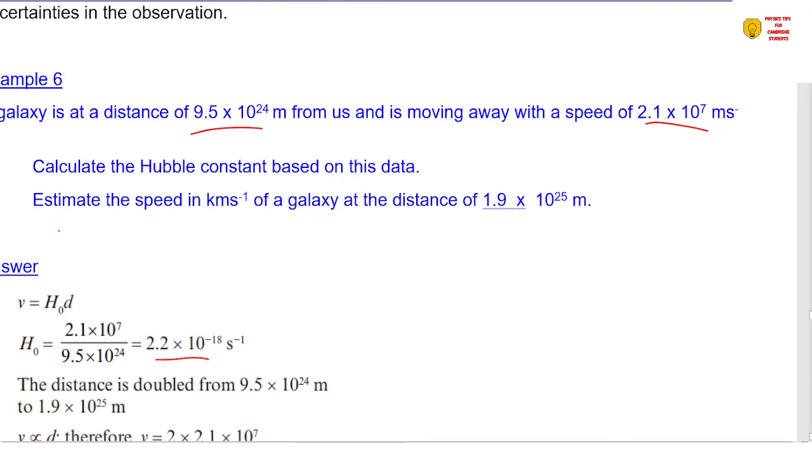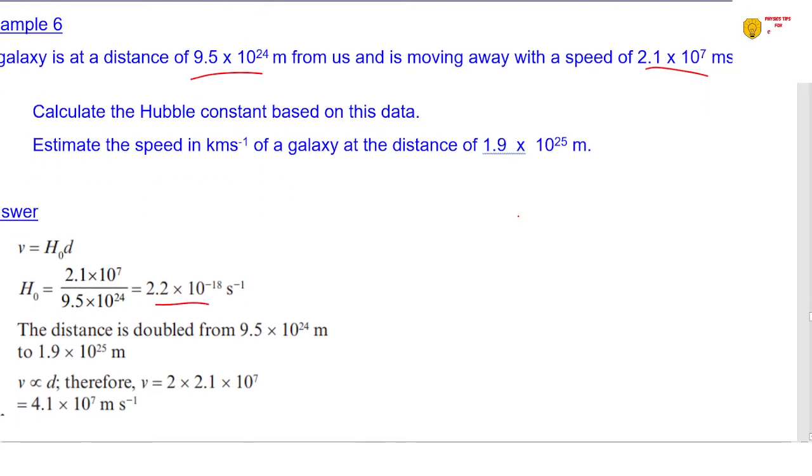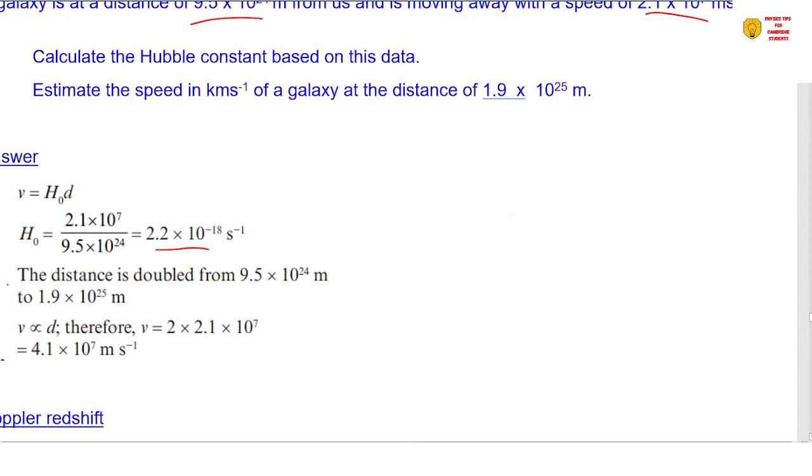Then part B says estimate the speed in kilometers per second of a galaxy at the distance of 1.9 times 10 to the power of 25 meters. Now, the distance is doubled, that is from 9.5 times 10 to the power of 24 meters to 1.9 times 10 to the power of 25 meters. Since v is directly proportional to d, therefore v also will be doubled. So it's going to be 2 times the 2.1 times 10 to the power of 7, which gives you 4.2 times 10 to the power of 7 meters per second. So we're just going to use simple proportion there.